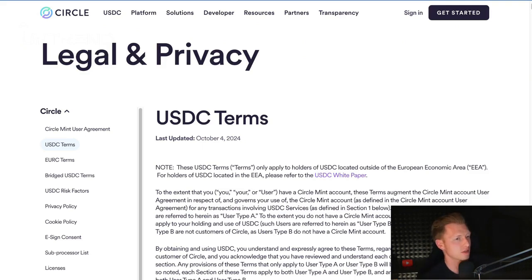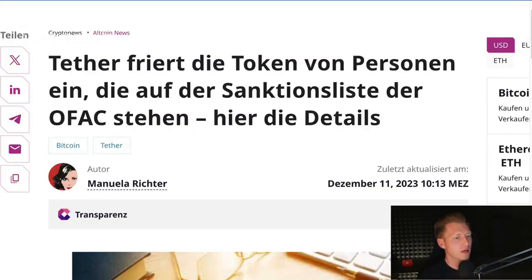Regarding security, I personally believe that USDT and USDC are built the most securely. So feel free to write in the comments what you think about it and also whether you even knew about this. And now we come to the main pressing question. When is Tether, for example, allowed to freeze your assets?